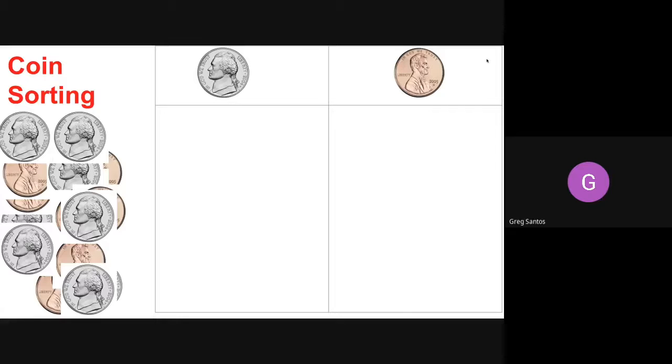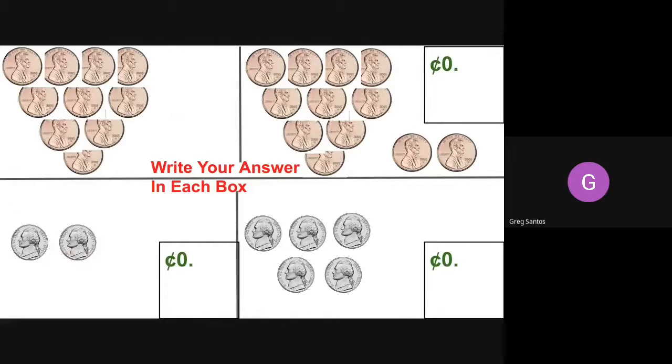So first, just like everything, we're going to sort our coins, which will also be a good review of lesson number 1. So just like then, you're just going to put the similar coins into their columns. When you're done with that, we're going to write your answer in each box. So let's look at the top left. We have a pile of pennies. We're going to count them, and then we'll have our answer, and we have 10 cents. So then move on to the pennies to the right, count them, and then write your number in the box, and then move on to the nickels and do the same.